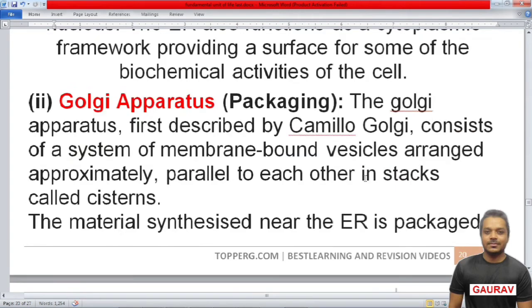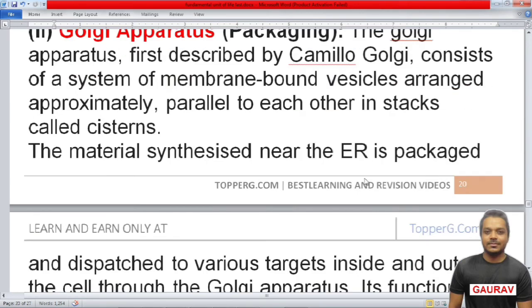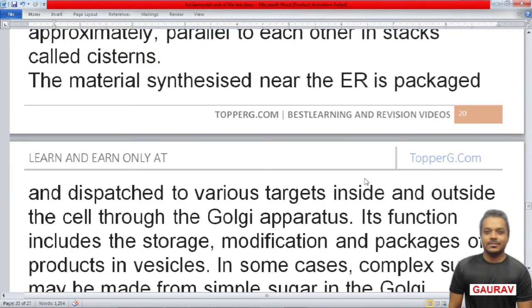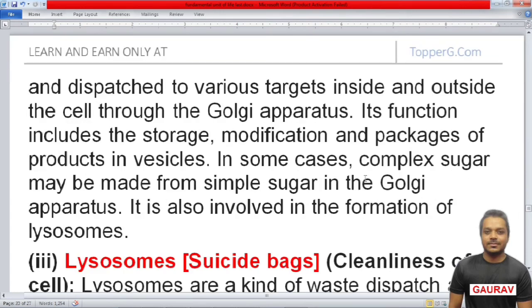Golgi apparatus. Packaging. The Golgi apparatus, first described by Camillo Golgi, consists of a system of membrane-bound vesicles arranged approximately parallel to each other in stacks called cisternae. The material synthesized near the ER is packaged and dispatched to various targets inside and outside the cell through the Golgi apparatus. Its function includes the storage, modification, and packaging of products in vesicles.